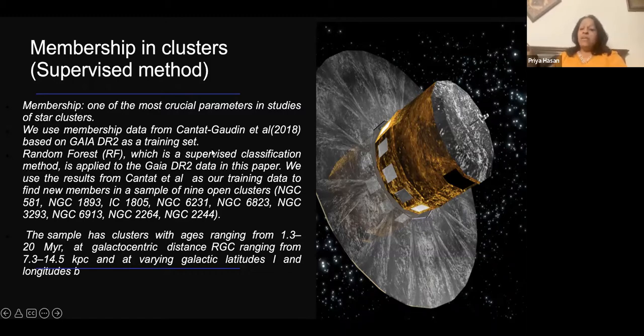And what we did was that we used that membership data as a training set and ran random forest, which is a supervised classification method, to find new members in a sample of 9 open clusters, which are listed over here. The clusters that we chose were essentially young clusters, ranging from 1.3 to 20 million years, and a range of galactocentric distances from 7.3 to 14.5 kpc.